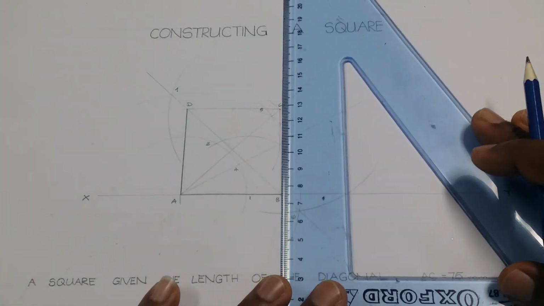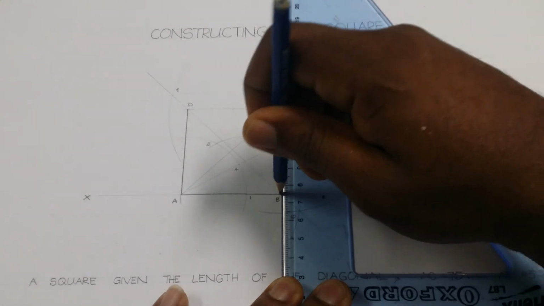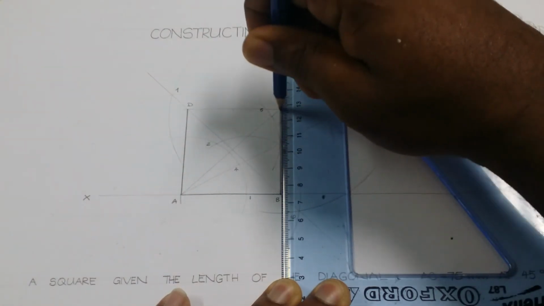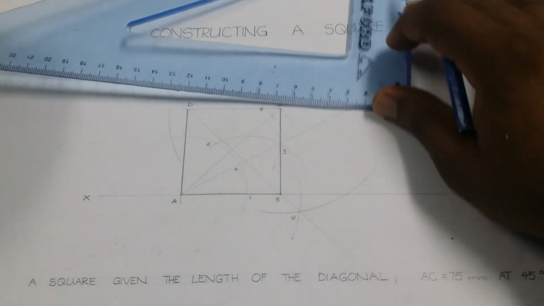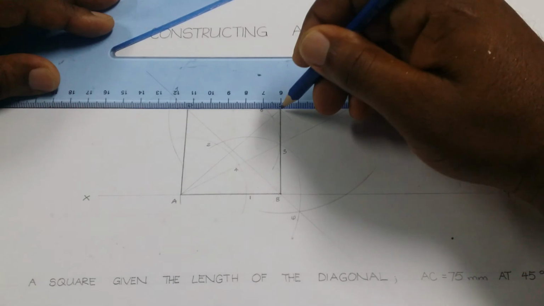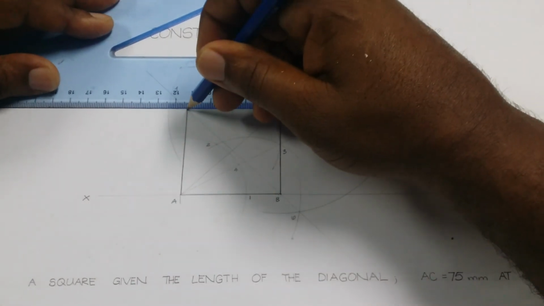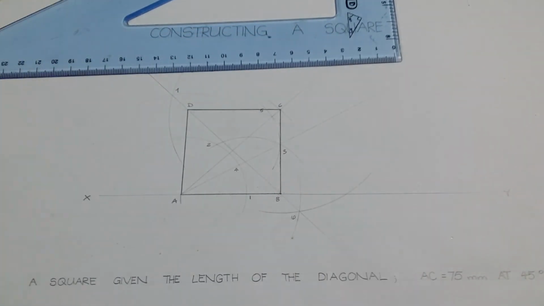You darken AC. And again, gentle reminder, avoid placing your set square over your object lines. You darken your line segment DC. And this is the construction of a square given the diagonal.